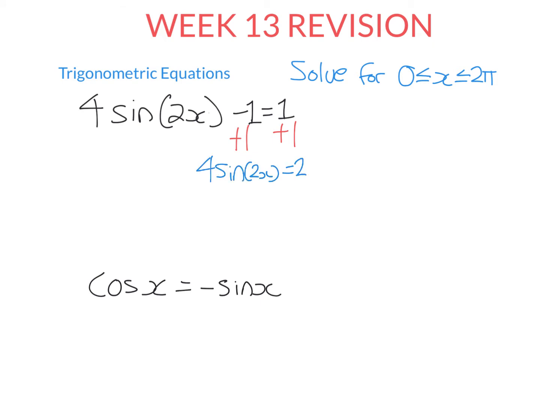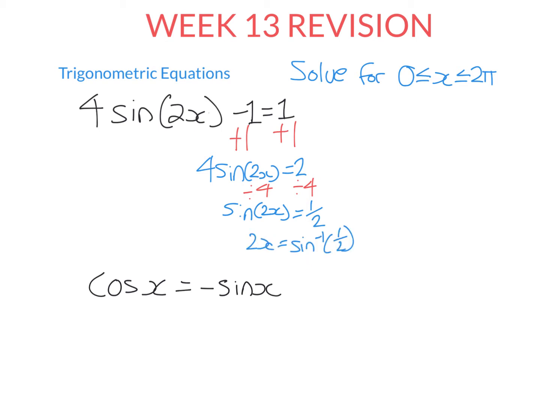The next thing we're going to do is undo timesing by 4 by dividing each side by 4. And of course, what you do to one side, you must do to the other. And that leaves us with sine 2x equals a half. Now, to get x by itself here, I need to undo sine by taking the sine inverse. So I have this equation here.